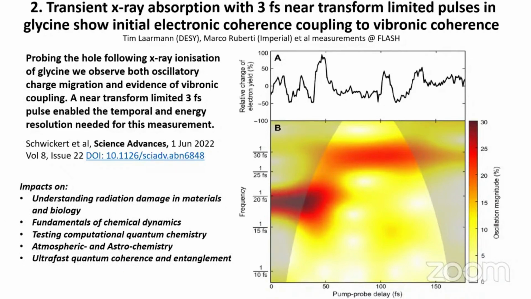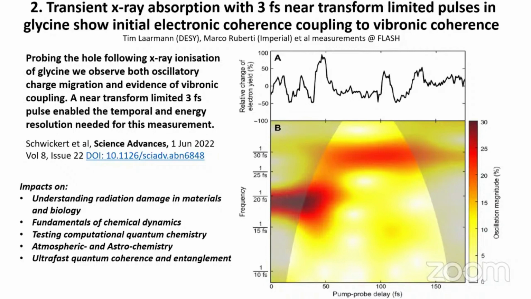It has an impact on understanding radiation damage in materials and in biology. It has an impact on the fundamentals of chemical dynamics. We're delving down into the sort of beyond the Born-Oppenheimer approximation. Also on tests of computational quantum chemistry, because this is real data where everything is happening, including the nuclear dynamics. And I would ascertain it's quite important for atmospheric and astrochemistry, where molecules are exposed to these really broad bandwidth pulses, or at least broad bandwidth radiation.